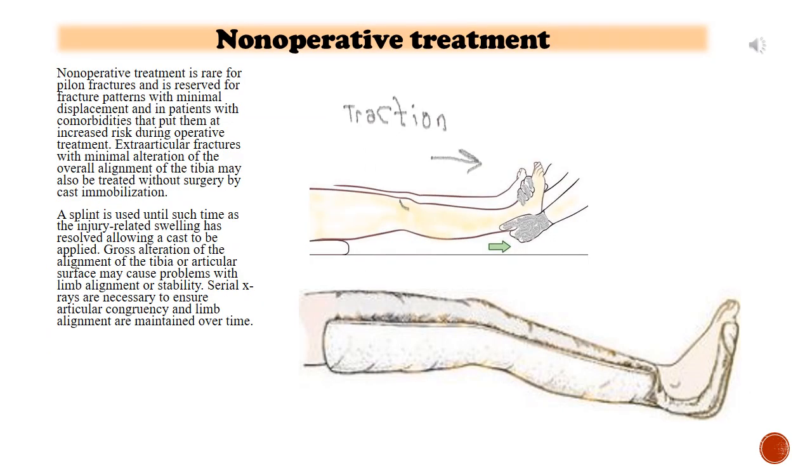Non-operative treatment is rare for pilon fractures and is reserved for fracture patterns with minimal displacement and in patients with comorbidities that put them at increased risk during operative treatment. Extra-articular fractures with minimal alteration of the overall alignment of the tibia may also be treated without surgery by cast immobilization. A splint is used until such time as the injury-related swelling has resolved, allowing a cast to be applied. Gross alteration of the alignment of the tibia or articular surface may cause problems with limb alignment or stability. Serial X-rays are necessary to ensure articular congruency and limb alignment are maintained over time.